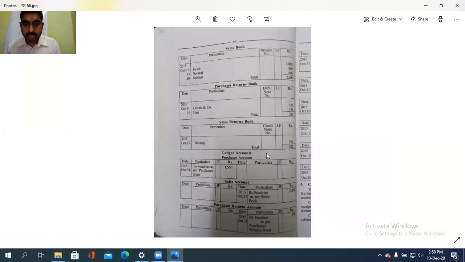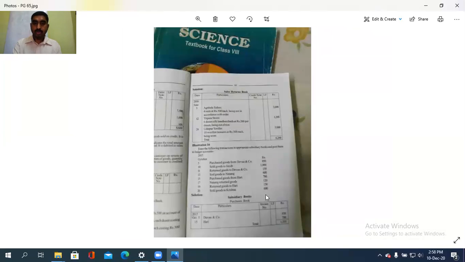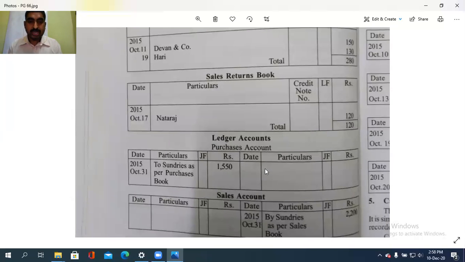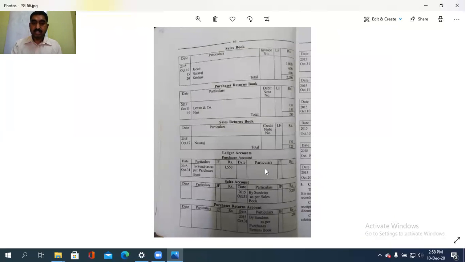See how it is to be done. Purchase account 1550. From where? This is the purchases book. From the purchases book, the purchase account is prepared. So purchase account to sundries as per purchase book 1550. Sales account, by sundries as per sales day book, that is 2200. And the purchase returns account comes opposite to purchases, so on the credit side, by sundries as per purchase returns book. And sales returns comes opposite to sales, so on the debit side, to sundries as per sales returns book.